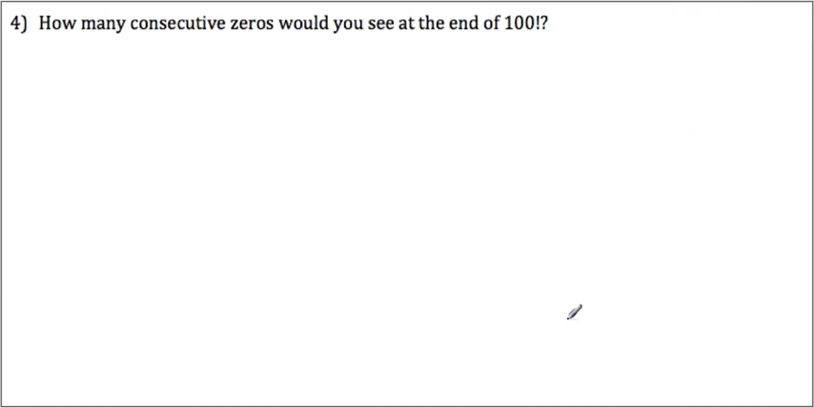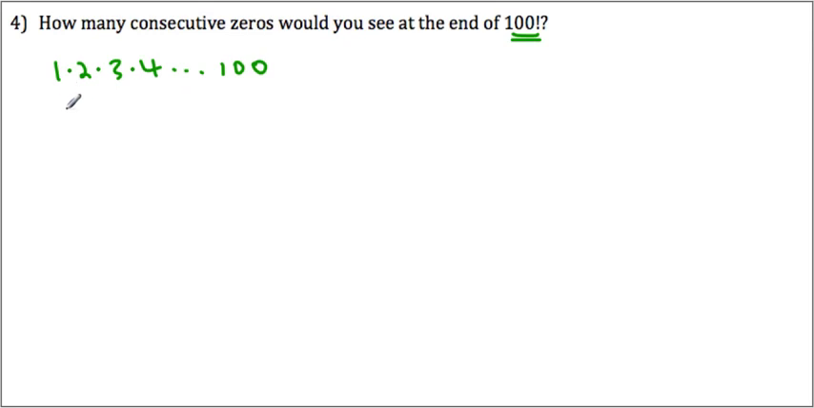Alright, let's look at number 4. How many consecutive zeros would you see at the end of 100 factorial? Now 100 factorial basically means we're going to multiply 1 times 2 times 3 times 4 and all the way up to 100. If you have to do this one with your calculator, you will see error or overflow. It's not going to work. We have to do another way.